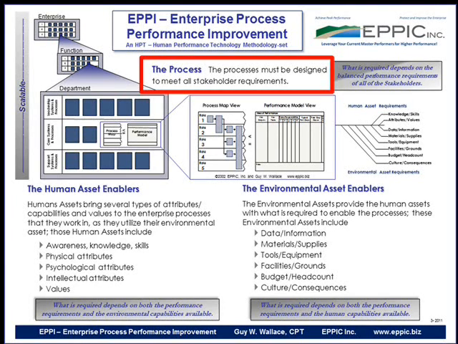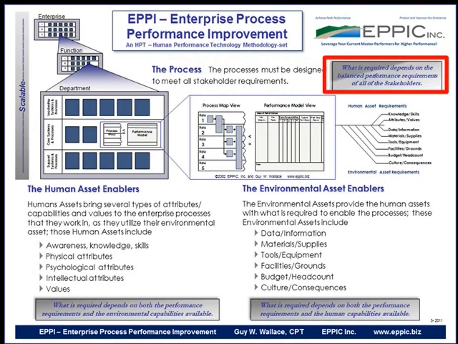The late Gary Rummler is quoted to say, "Put a good performer in a bad system, and the system wins every time." The same is true at the process level. Put a good performer in a bad process, and all the heroics of the performers will not save the day often enough, continuously enough, to really be the solution. What is required of the process depends on the balanced performance requirements of all of the stakeholders.